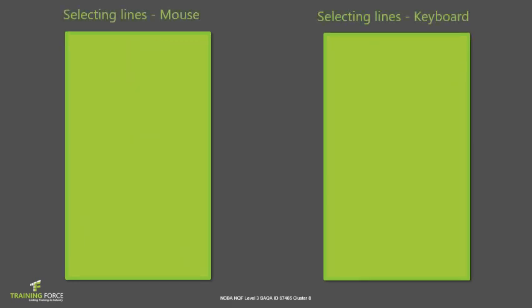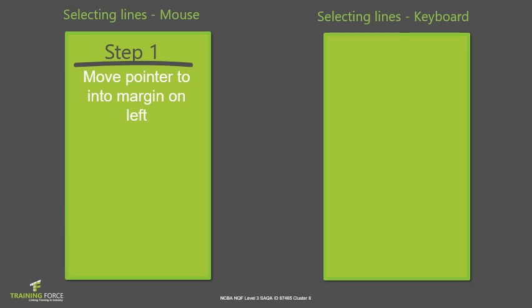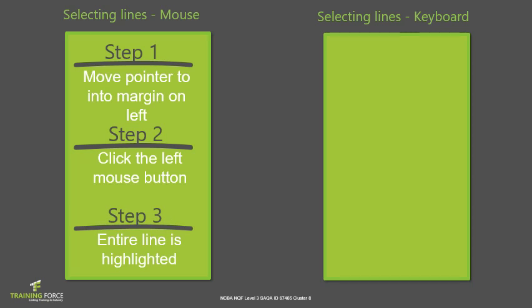When selecting entire lines, do the following. Move the pointer into the margin on the left. So you'll move your mouse pointer directly onto the left-hand side. You'll notice that the cursor changes and the arrow is directed to the right. We click the left mouse button and the entire line will be highlighted.